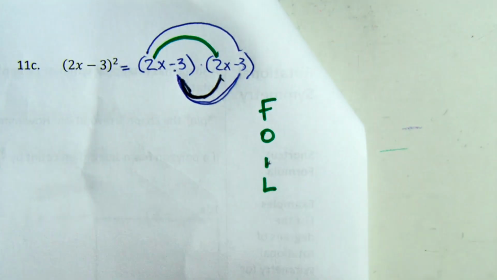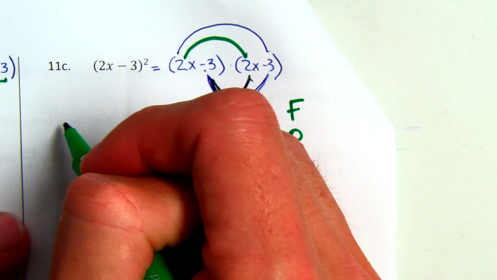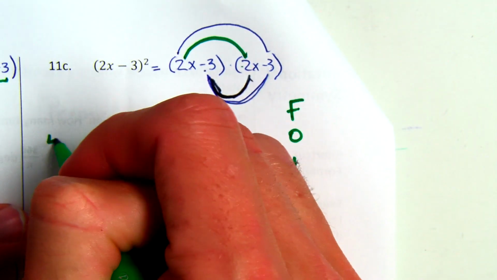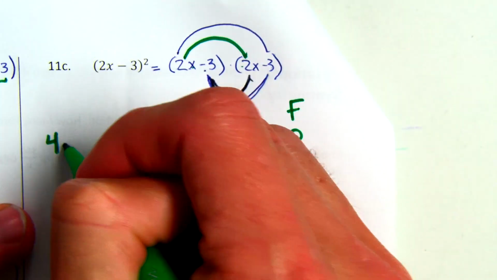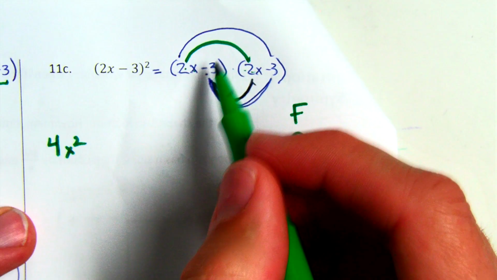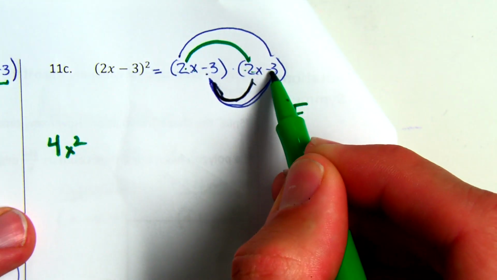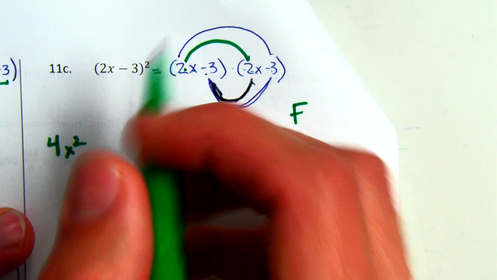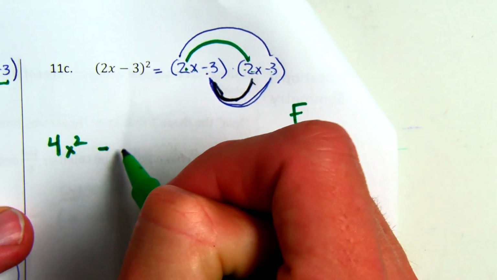So what are we going to get? We're going to get 2x times 2x. 2 times 2 is 4, and then x times x is x to the power 2. So 2x times 2x is 4x squared. 2x times negative 3, be careful, positive times negative is a negative 6x.